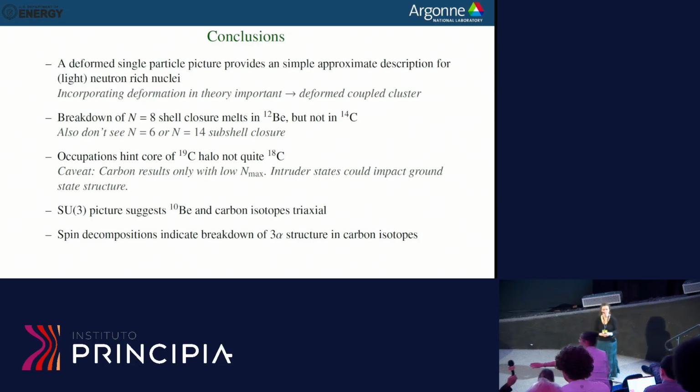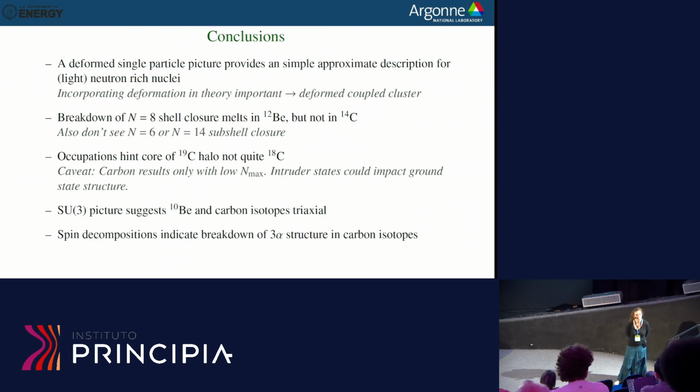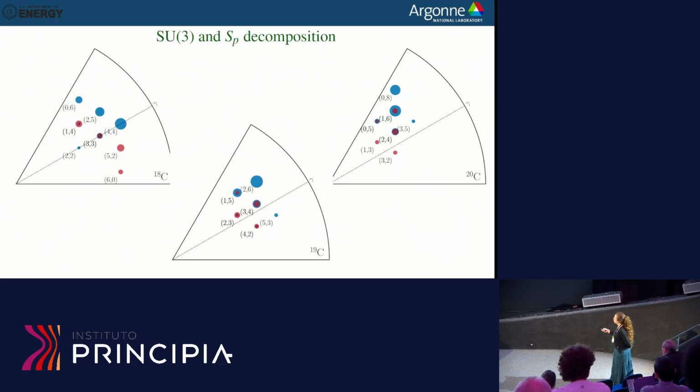Then Takashi. Thank you for a nice talk. I'm interested in this carbon isotope, carbon-19 especially. You showed that carbon-14 to carbon-15 have a rise of the radius, but not for carbon-18 to carbon-19. Why is that? Do you have some reason?